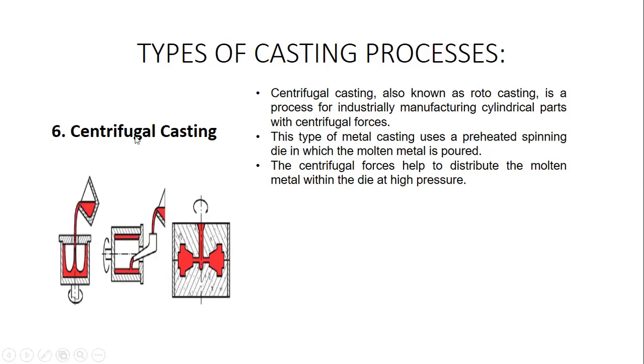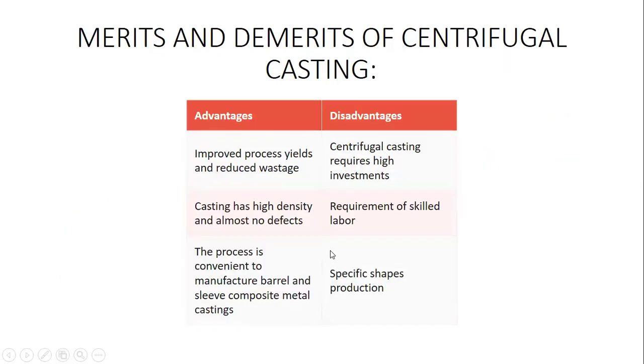Due to the applied centrifugal force, the die rotates in a circular motion so that it will evenly distribute the filler material, that is the hot liquid molten metal, inside the cavity at a very high pressure. Here in this process, material wastage is reduced, so a high process yield can be expected. Centrifugal casting setup requires high investment cost.